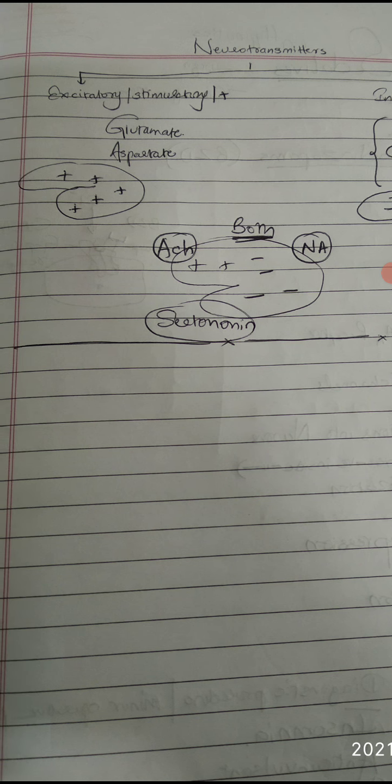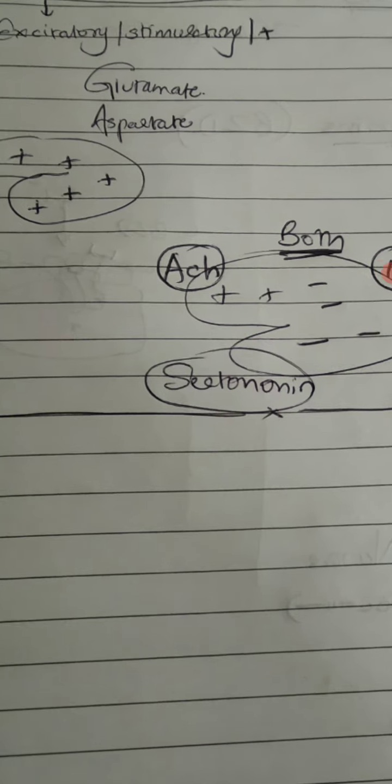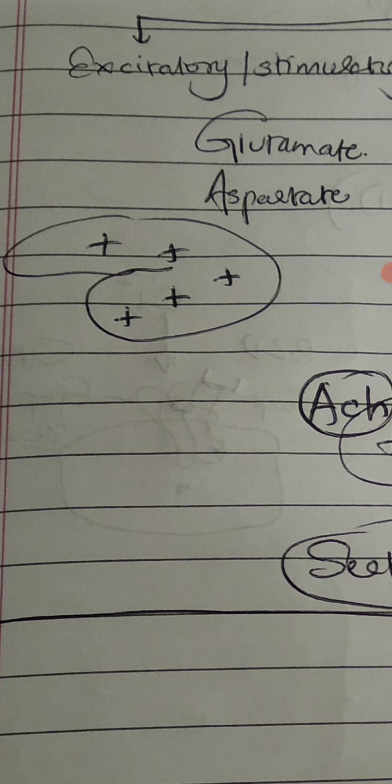Glutamate and aspartate, they activate the neuronal activity in the brain. If glutamate and aspartate levels in your brain are high, you will not get sleep. Why? Your brain is too much charged up. The positively charged excitation is there, so you won't get sleep.